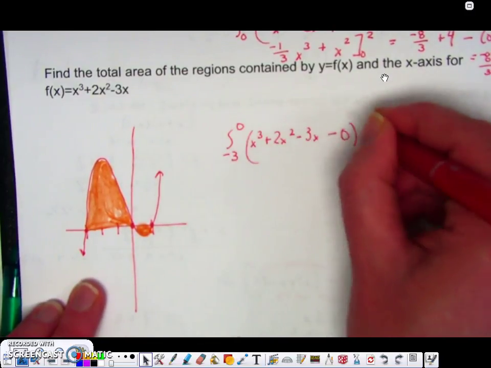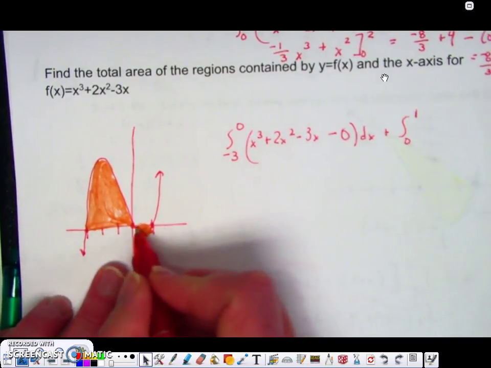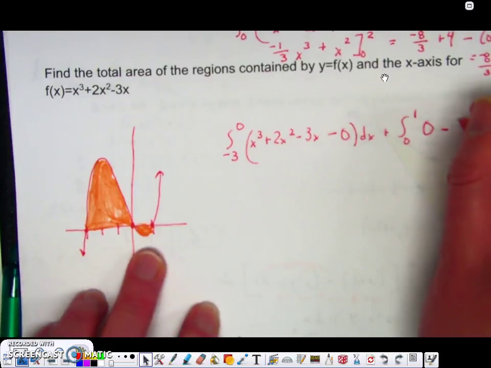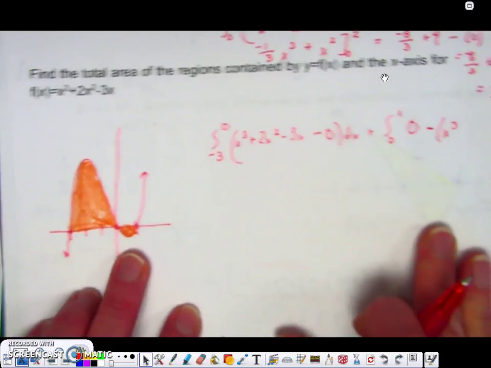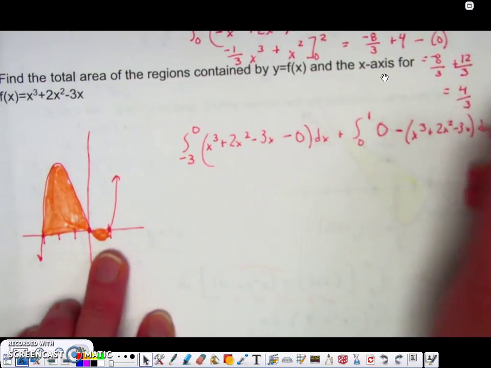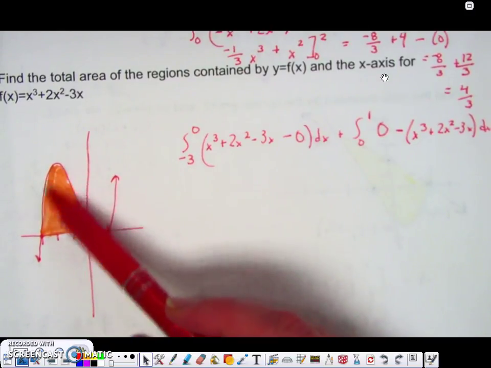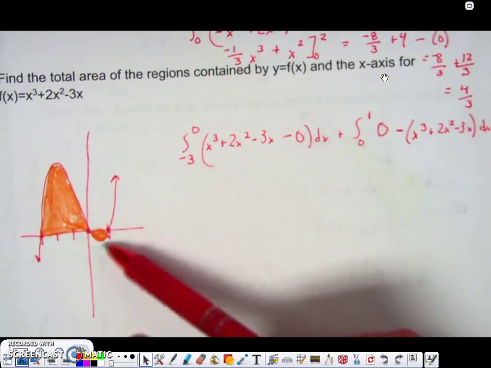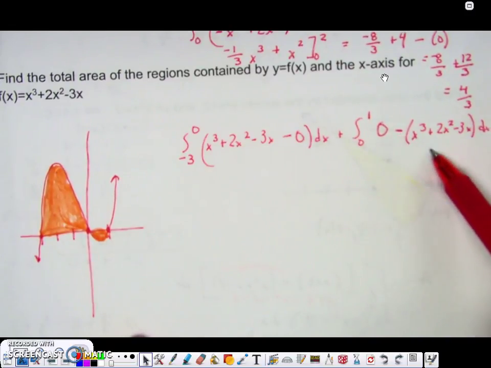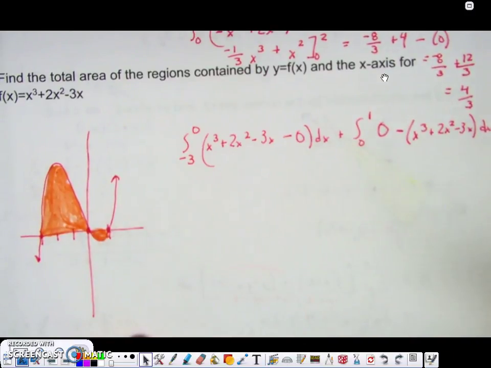Okay, and then we're going to add to that the integral from 0 to 1, and the curve on top this time is just the x-axis. So the equation for that is 0 minus the equation of the curve again. So it just switched which one was on top. So if you think about it, all we're doing is when it's above the x-axis, you're just integrating the function if you want the region bounded by the curve and the x-axis. If the region is below the x-axis, you're still just integrating the curve, but you're doing the opposite of it because you're going to get a negative integral when your curve lies below the x-axis.